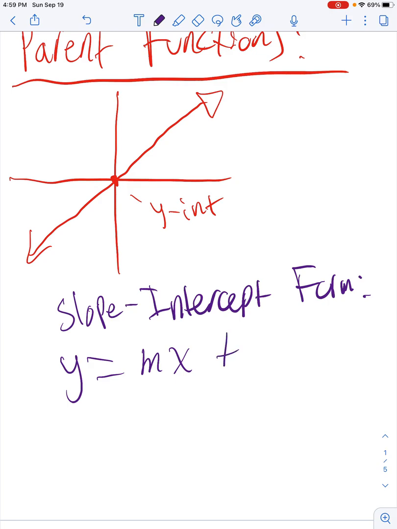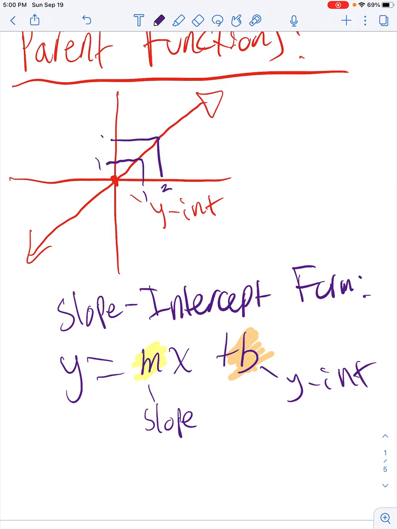Slope-intercept works like this. y equals mx plus b, where m is my slope and b is my y-intercept. So if I look at my parent function, let's just say that this is a slope of 1. Here's 2. Here's 3. So I would say that this has a slope of 1 and a y-intercept of 0. Of course, we don't need to write plus 0.